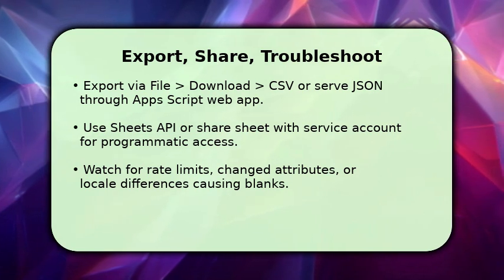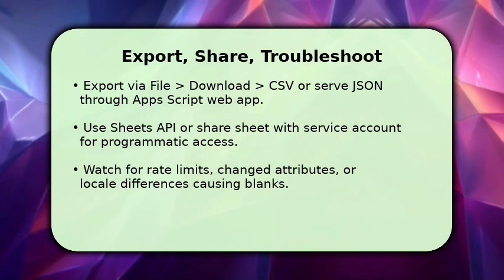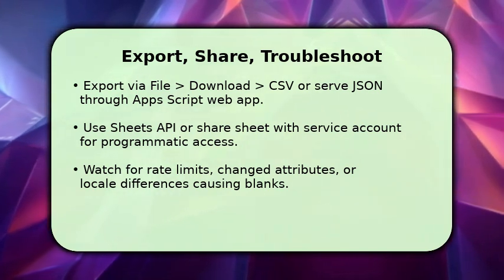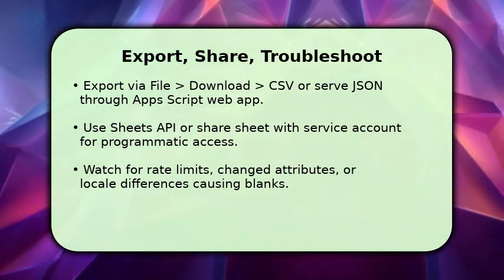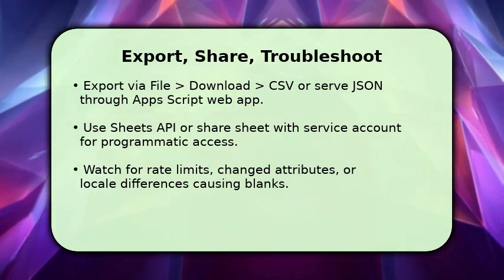Once done, validate timestamps and formats and make sure scheduled triggers are active. If things go wrong, check for attribute name changes, locale mismatches, and rate limits. These cause empty cells, so add retries, back off, and fallback attributes.